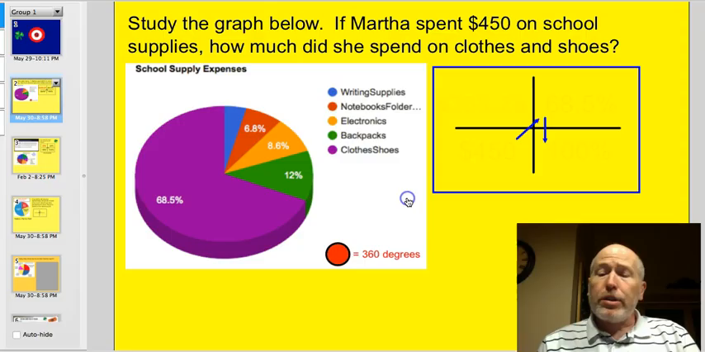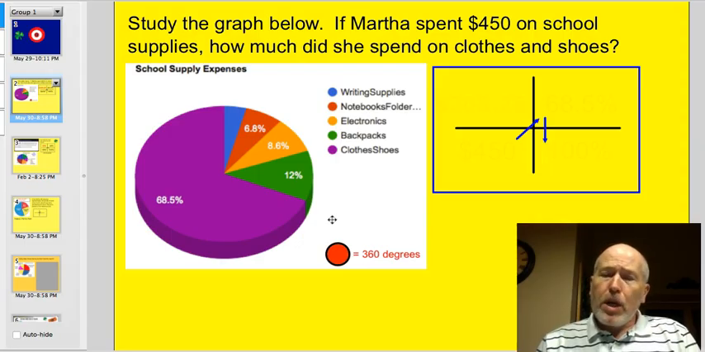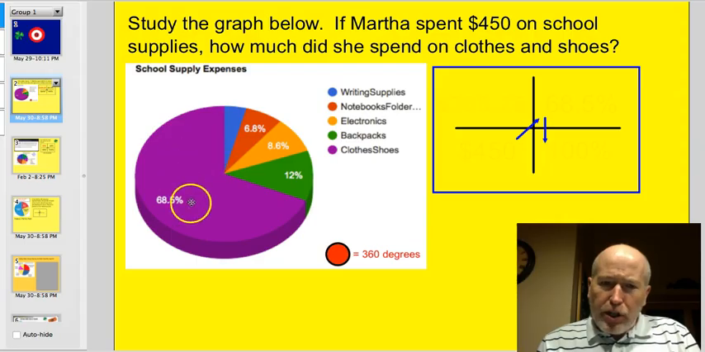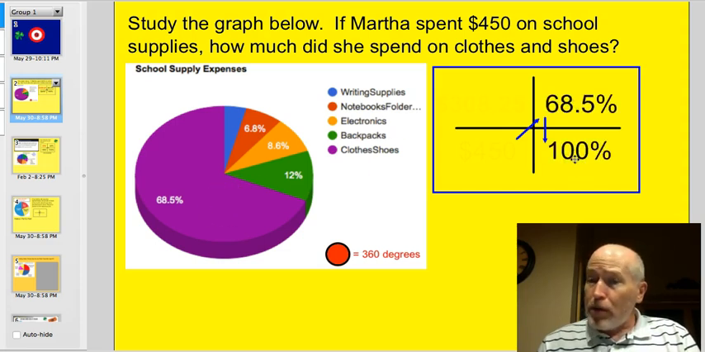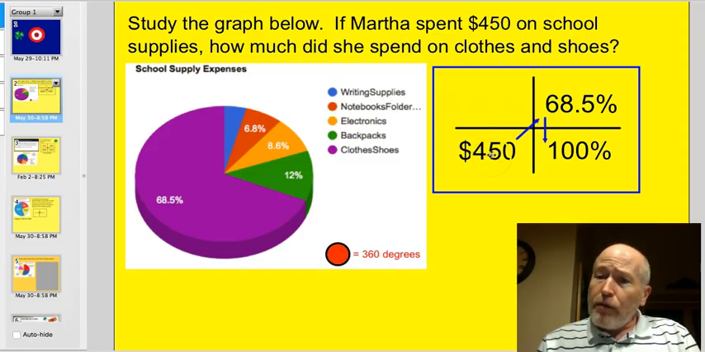Let's do this thing. Alright, study the graph below. If Martha spent $450 on school supplies, how much did she spend on clothes and shoes? All right, well, we can see by this pie chart that she spent 68.5% on clothes and shoes. So that means she spent 68.5% out of the 100%. And the 100% was equal to $450.